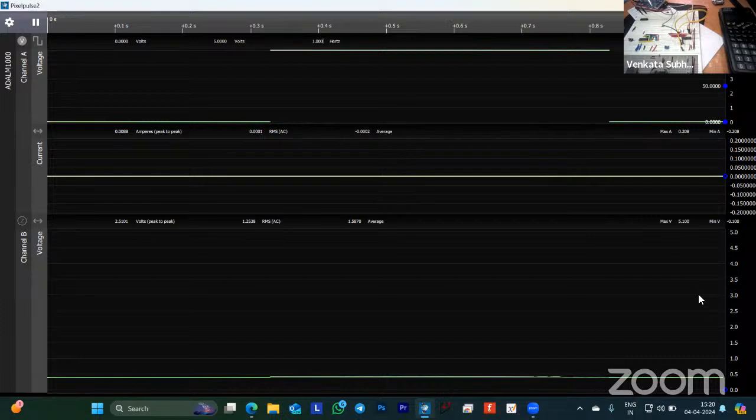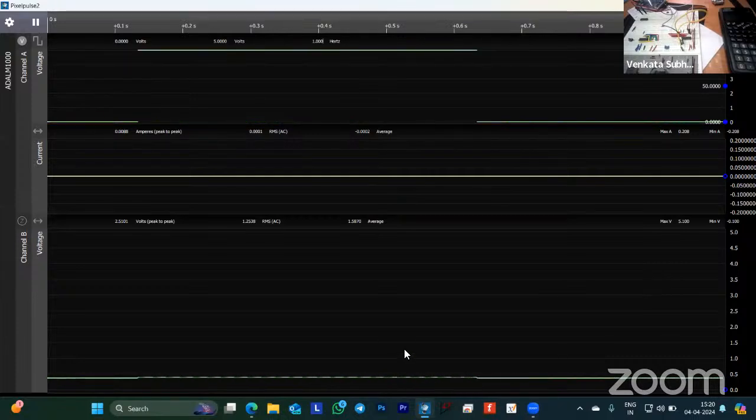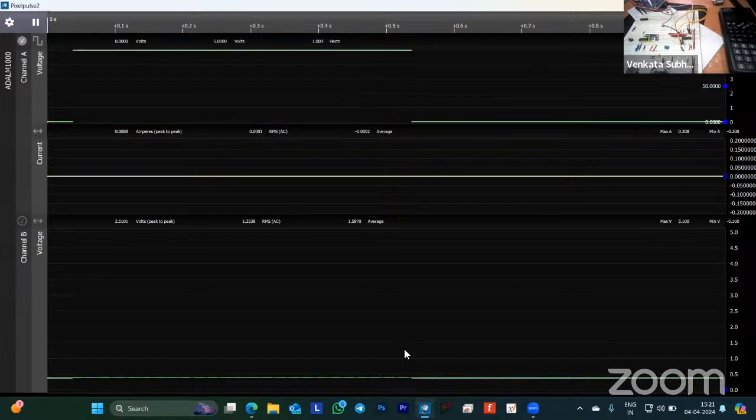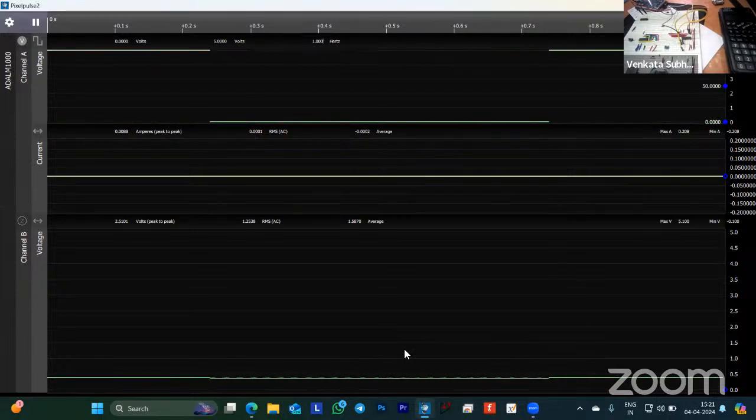No, X axis. I don't know. That can be done only by swiping, is it? No. Just keep the cursor in the middle and roll the middle button. Yeah. This is the highest I can zoom out. This is the best you can zoom out, is it? Yeah, when the sampling time is 1 second.